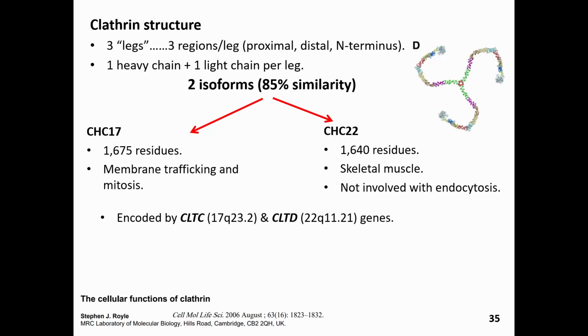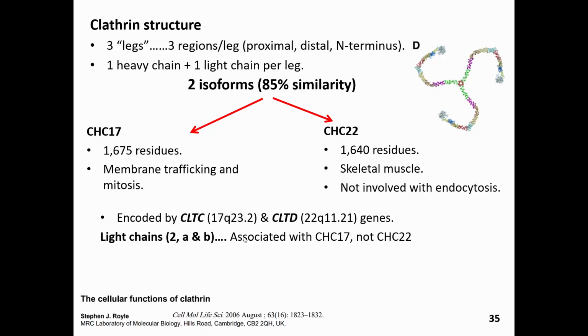These two isoforms separately are encoded by the CLTC and CLTD genes, respectively, and these are found on chromosome 17 and chromosome 22.